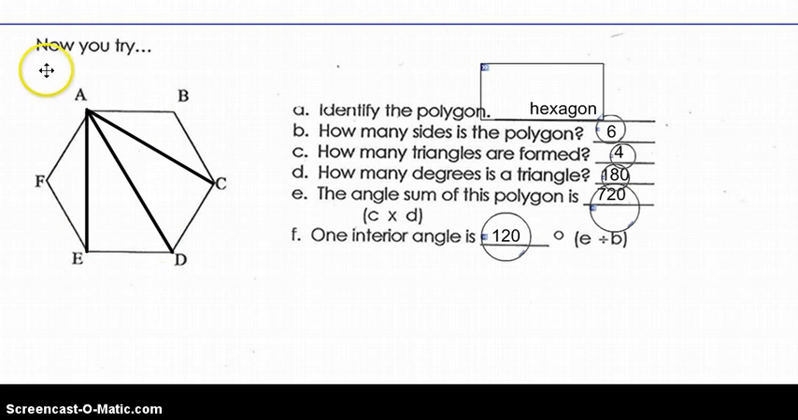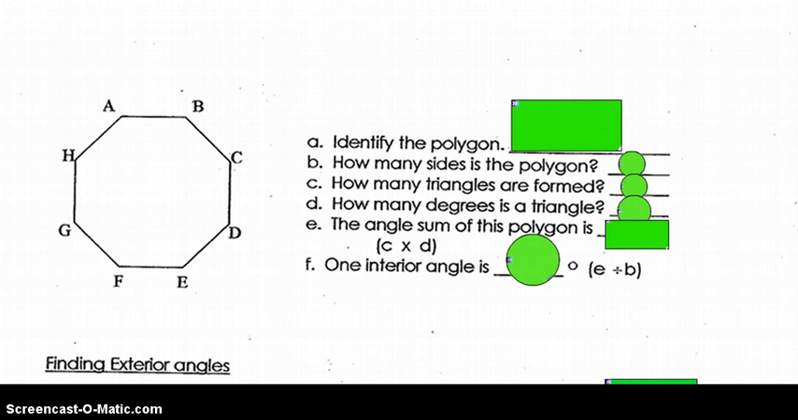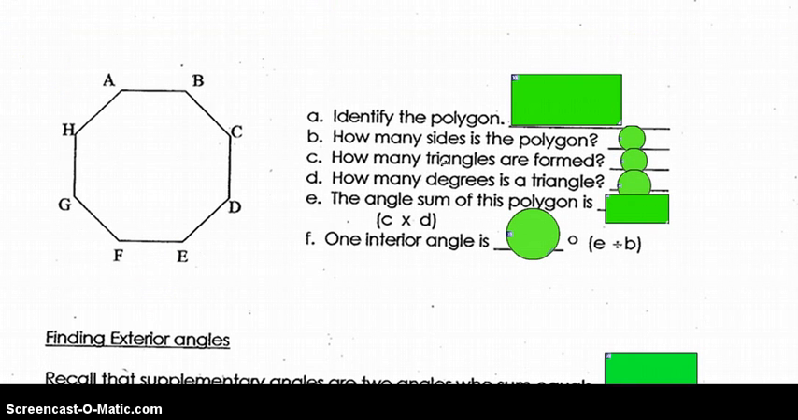Turn your notes to the next side. Let's try another one. So here we have a different polygon. We're going to pick one vertex to start from. So this time we'll start from vertex H. It doesn't matter which one you start from as long as you start from the same one consistently for that figure.